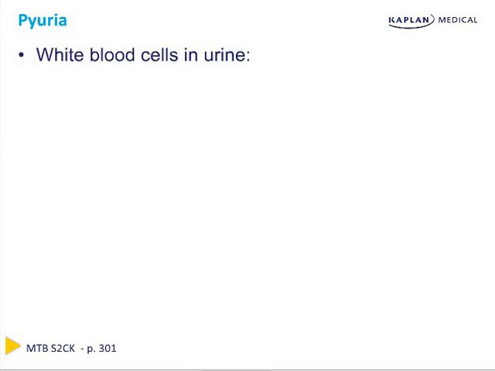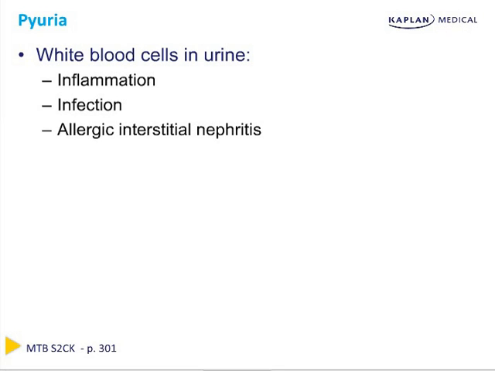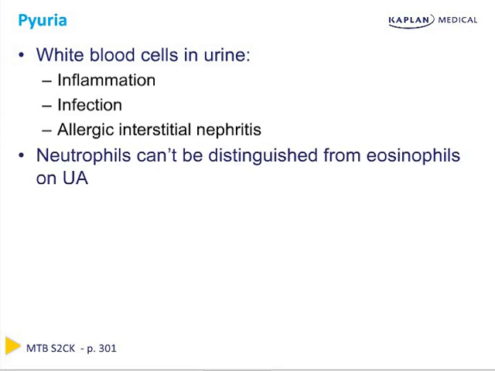In addition to protein, another important substance we often look for in the urine on urinalysis is white blood cells. White blood cells in the urine is known as pyuria, and it can be present in a variety of different conditions. It can be present in inflammatory states, infection, or in allergic interstitial nephritis.